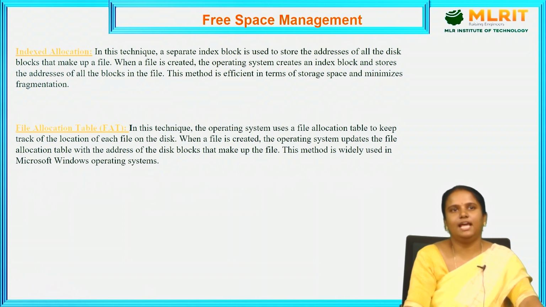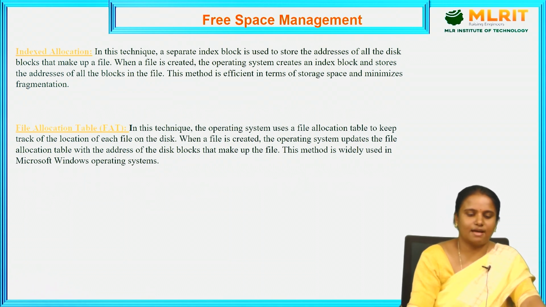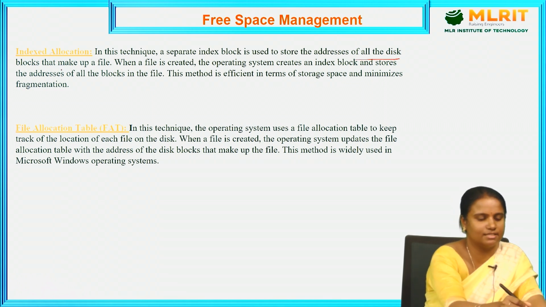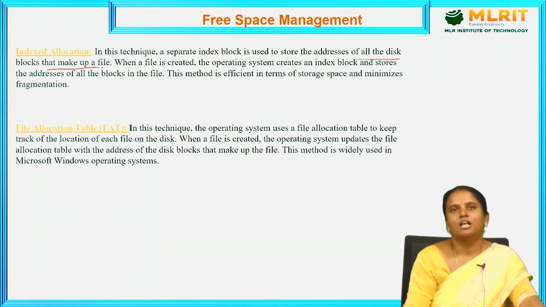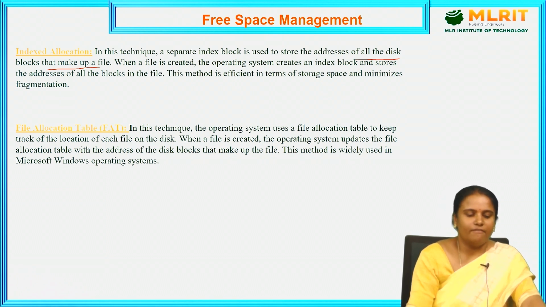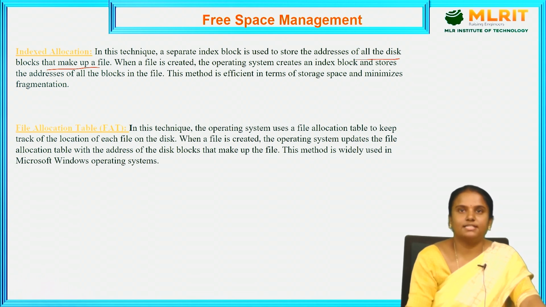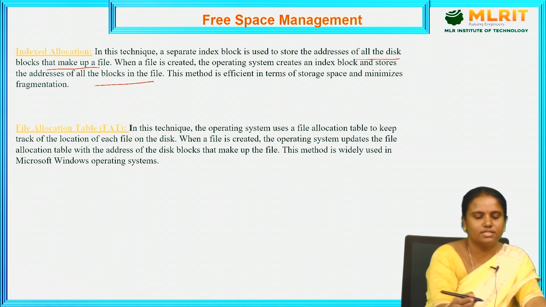Next, indexed allocation. In this technique, a separate index block is used to store the addresses of all the disk blocks that make up a file. So the index block stores the address of all the disk blocks and maintains the files. When a file is created, the operating system creates an index block and stores the addresses of the blocks in the file.